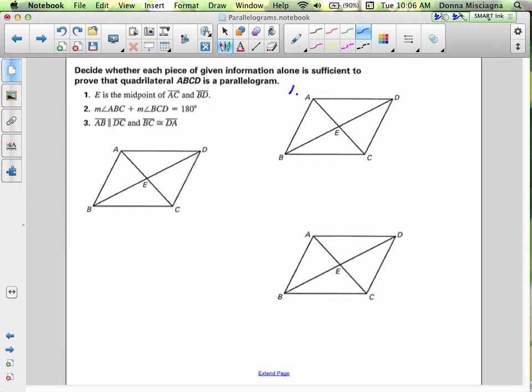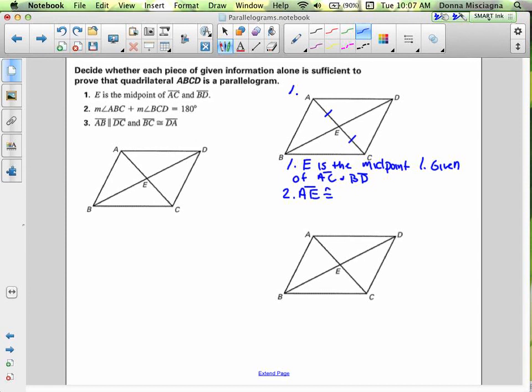Now these ones are a little trickier because some of them are almost like proofs. And this first one is a good example of that. So I'm going to actually write this as a proof because it will be easier to keep track of our information. So E is the midpoint of AC and BD, and that was given to us. Now we know a midpoint divides a segment in half. So if it's the midpoint of AC, that means it divides AC in half, and that means that AE is congruent to EC. Right? So we can write that.